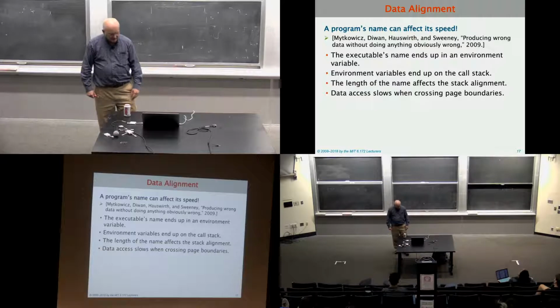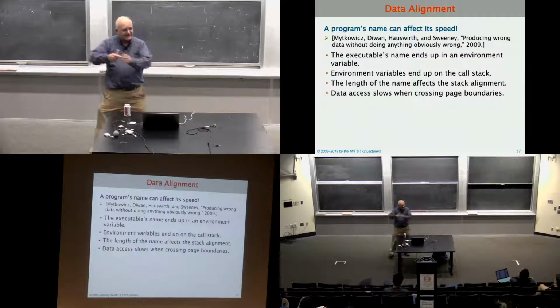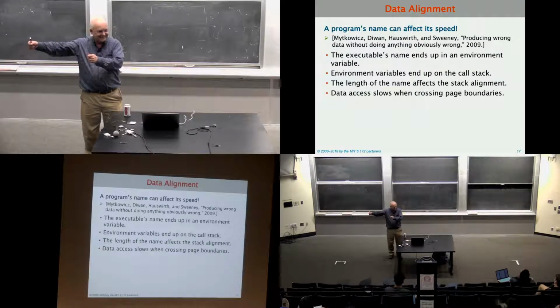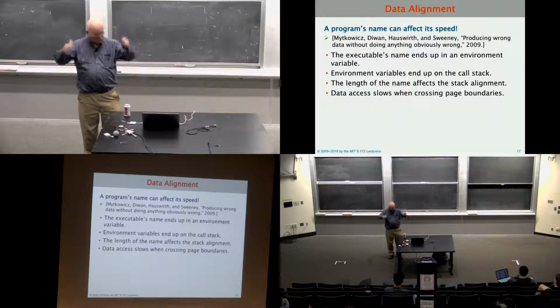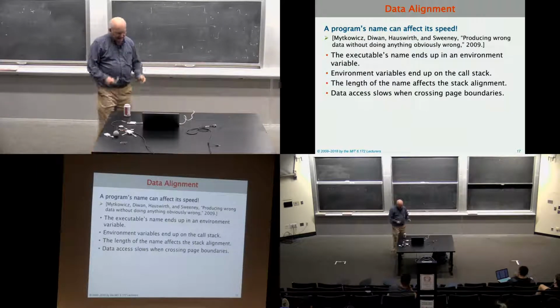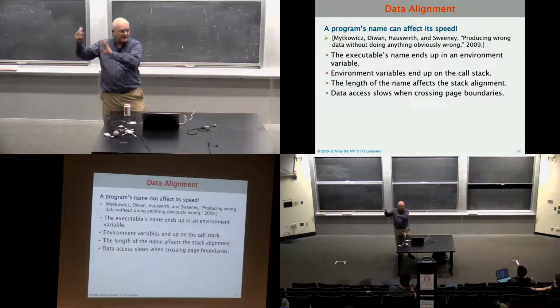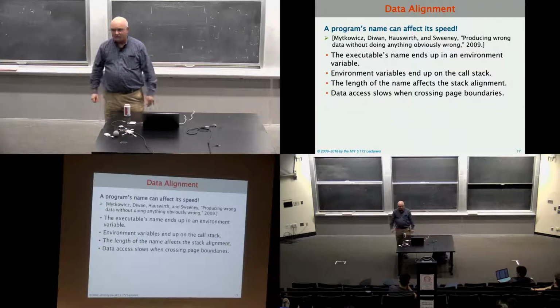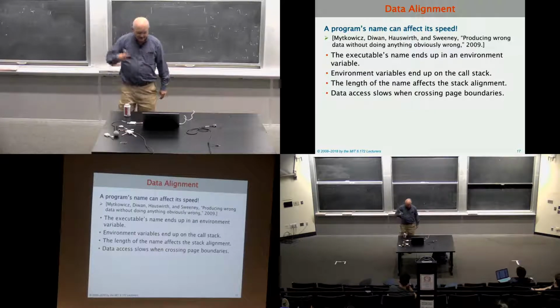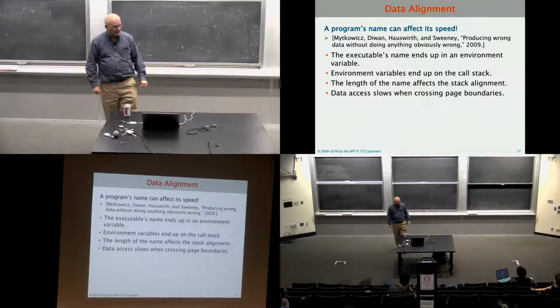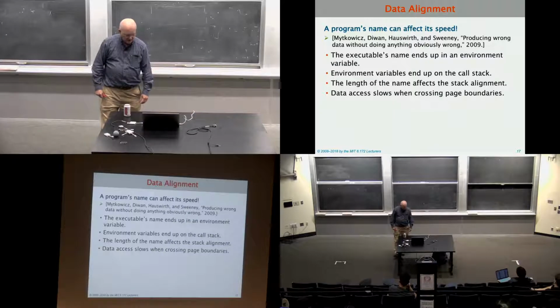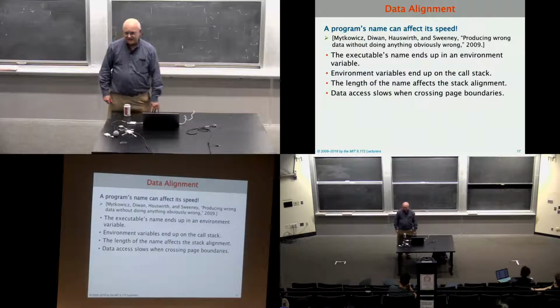Okay, the length of the name affects the stack alignment. If you have a longer name, they put a longer piece there. And so if the data happens to go across page boundaries, some critical piece of data goes on 2 pages rather than 1, that could have a big impact on your performance. Okay? And there are other data alignment problems that can arise. Okay? So, yeah, this is kind of nasty stuff.